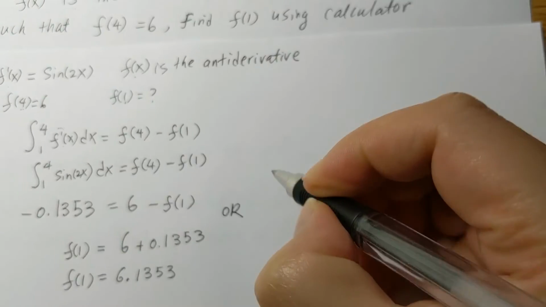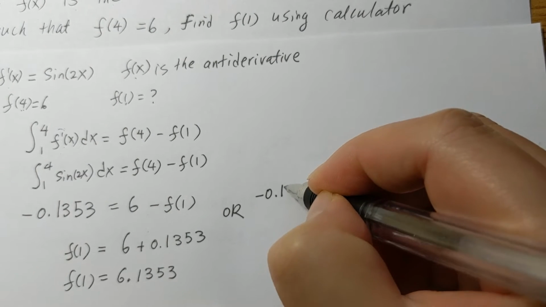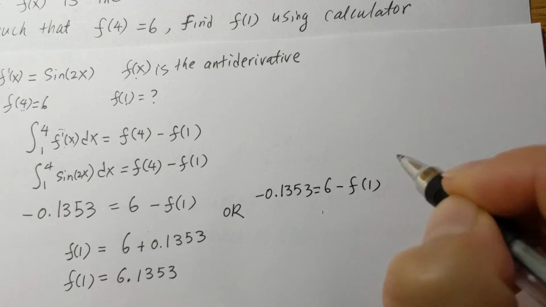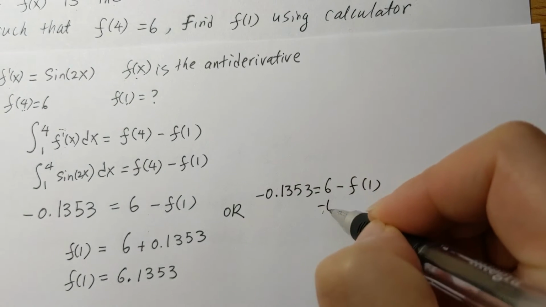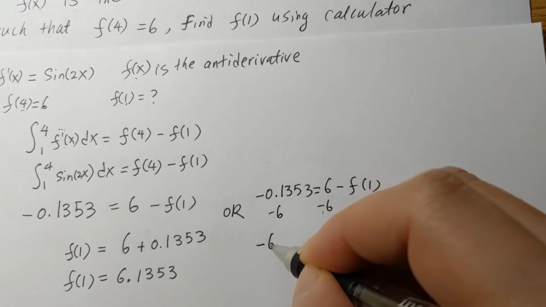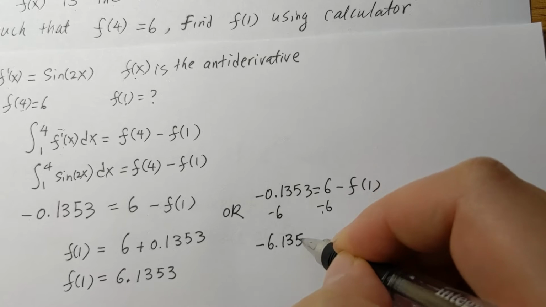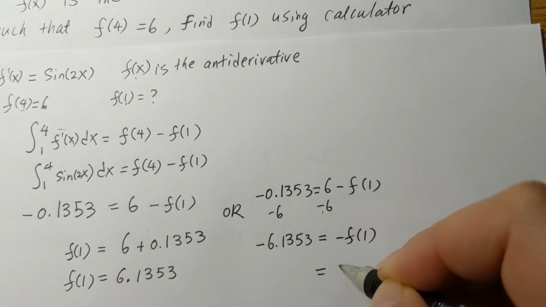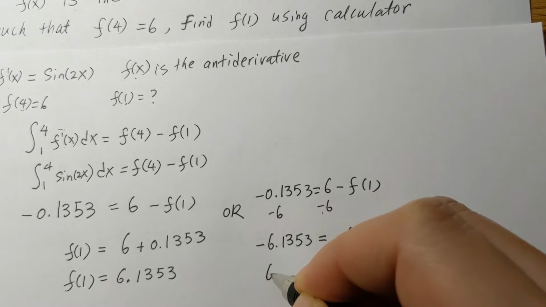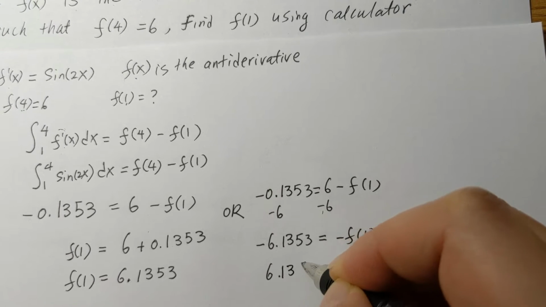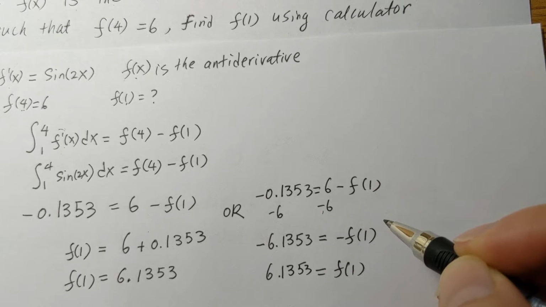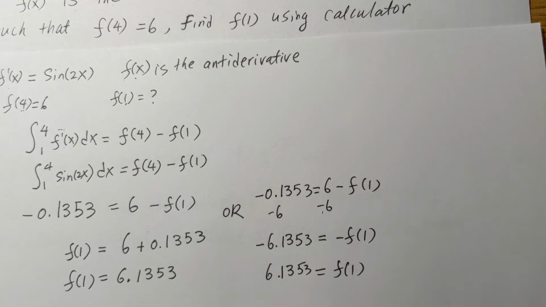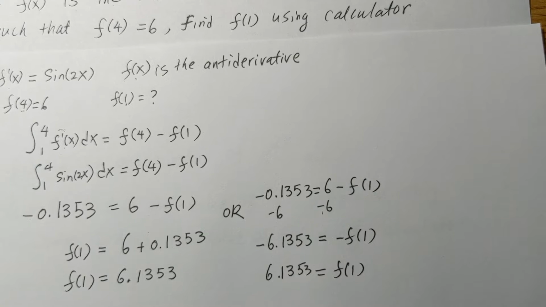If you want, you can continue using the other method you like. So we're going to subtract 6 from both sides. So you get negative 6.1353 equal to negative f of 1, and divide. So therefore f of 1 equal to 6.1353. So we finished question number 4.